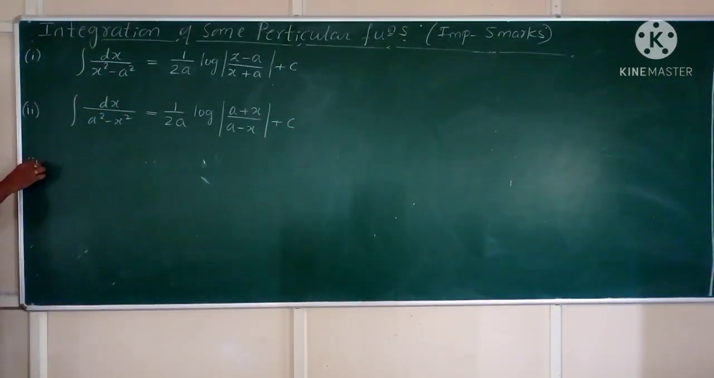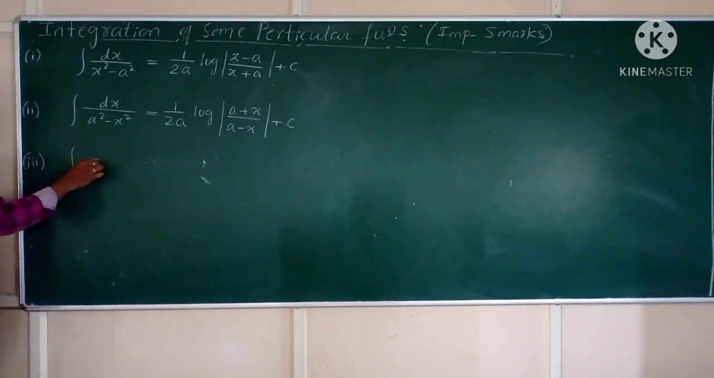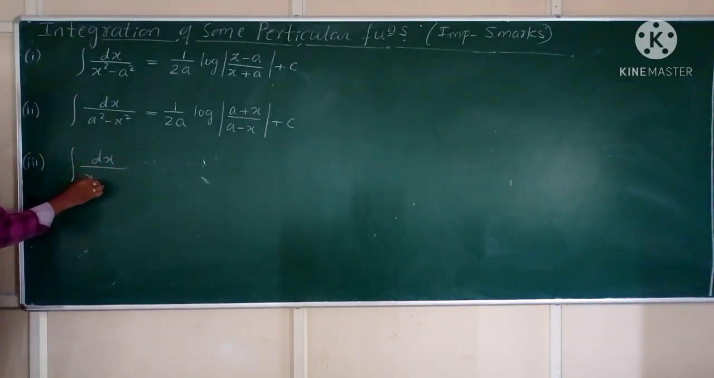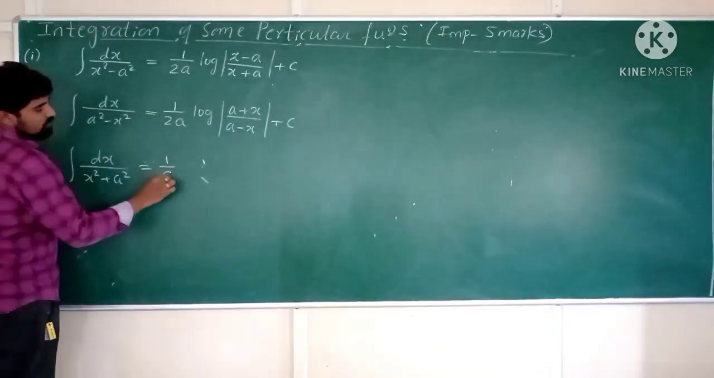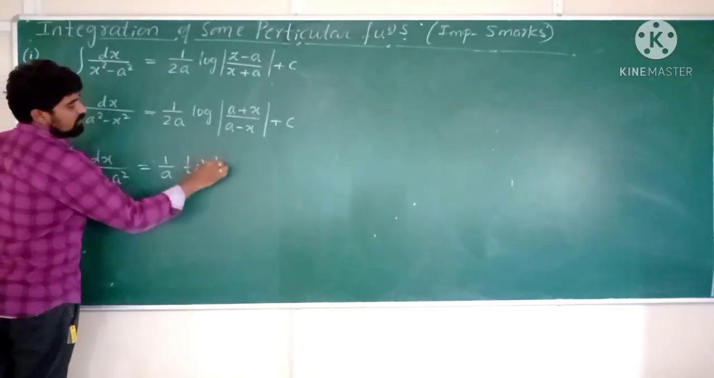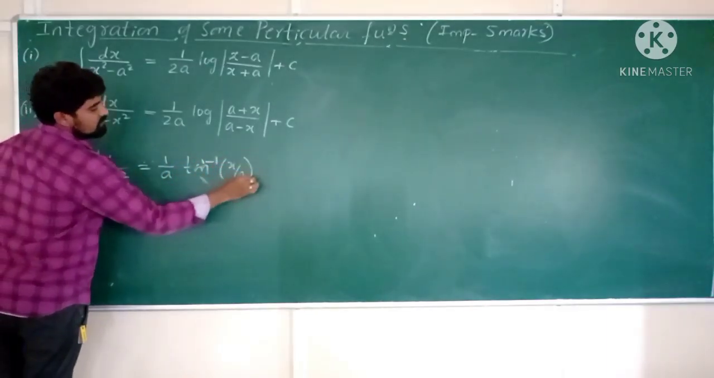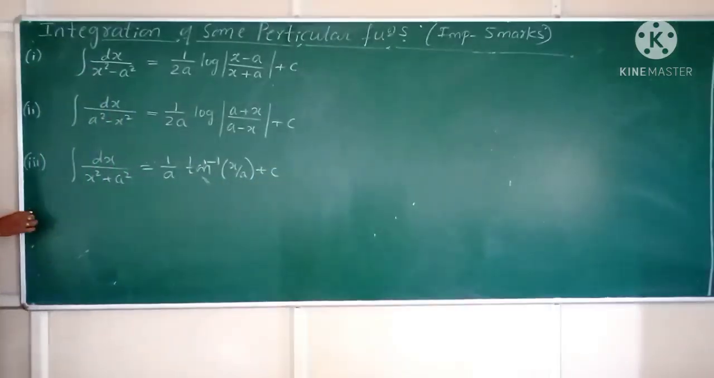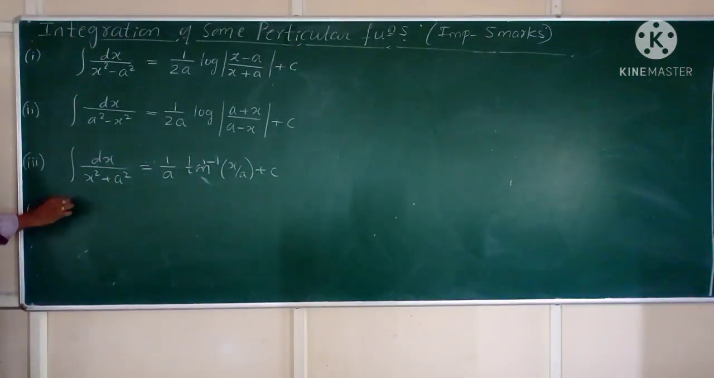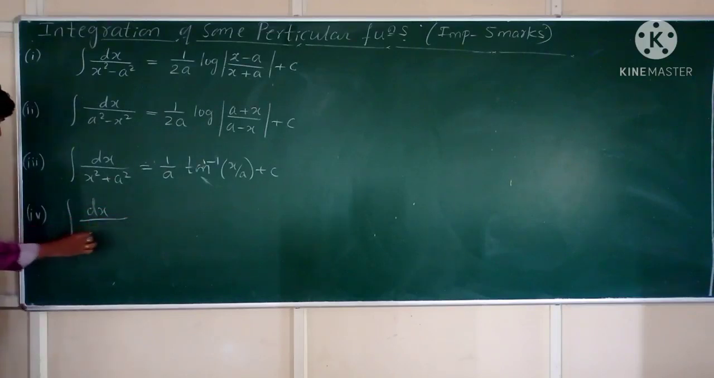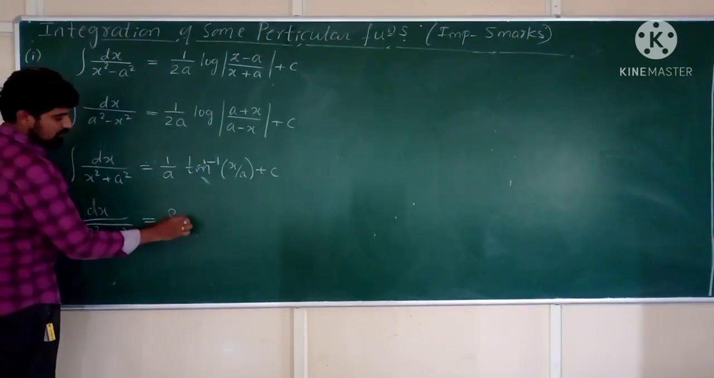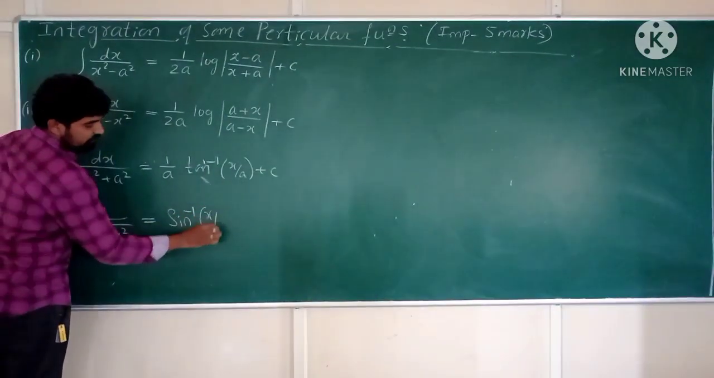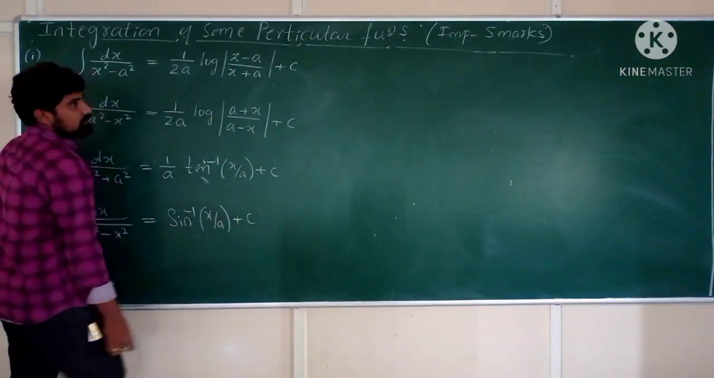And the third one is integration of dx divided by x square plus a square, and which is equals to 1 by a tan inverse of x by a plus c. And the fourth one is integration of dx divided by square root of a square minus x square, and which is equals to sin inverse of x by a plus c.